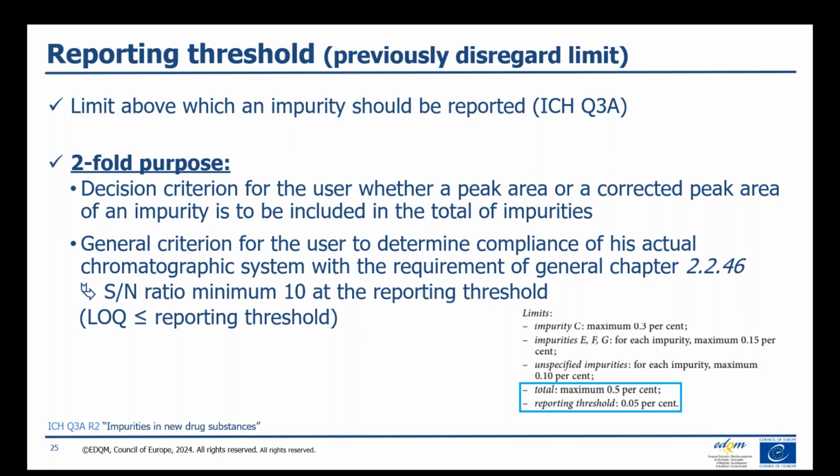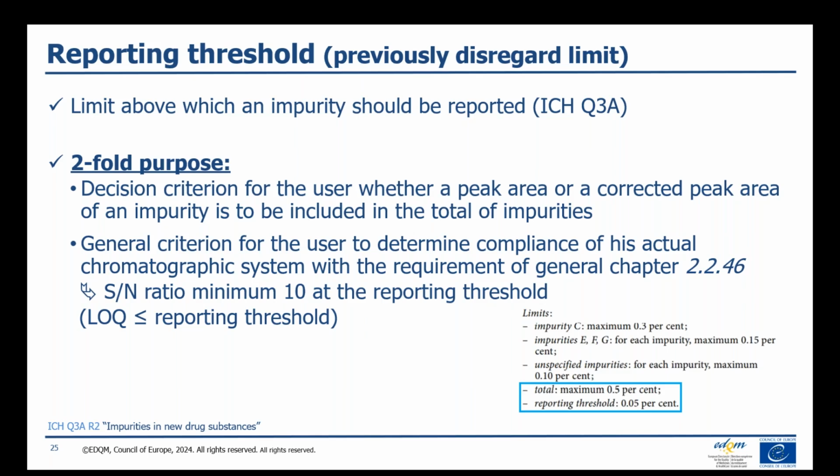In the monographs, this reporting threshold serves two purposes. The first one is a decision criterion for the user to know whether a peak should be considered for the calculation of the total of impurity. For example, in raltegravir, you have a reporting threshold of 0.05%. It means that all impurities which are found below 0.05% are not taken into account for the calculation of the total.